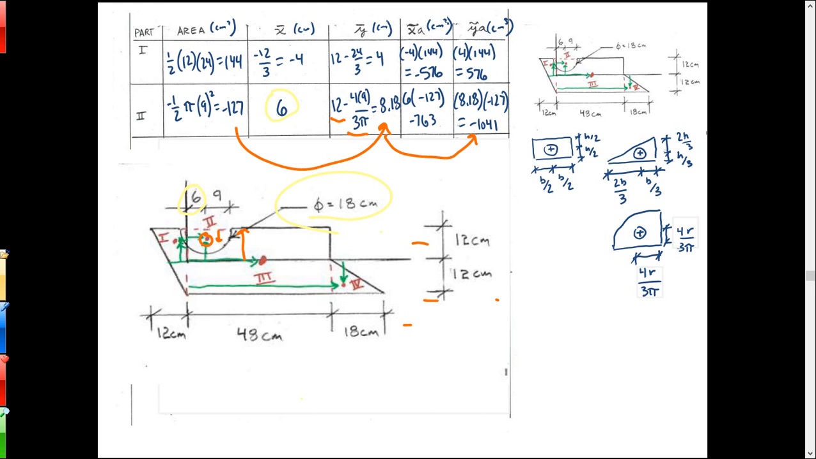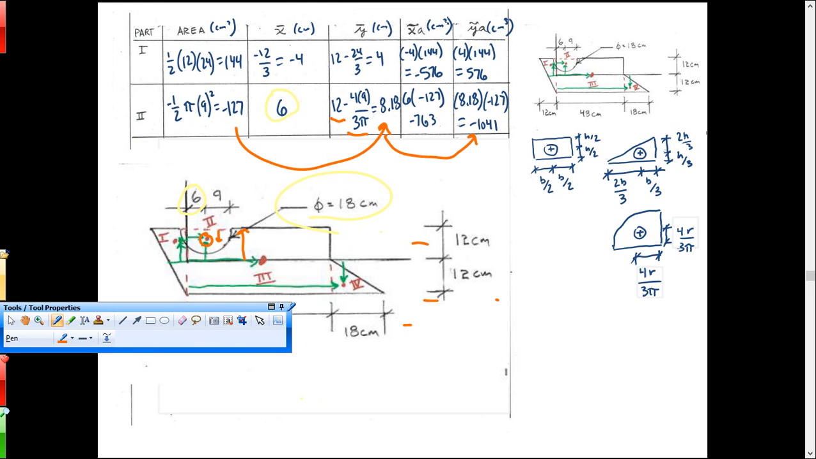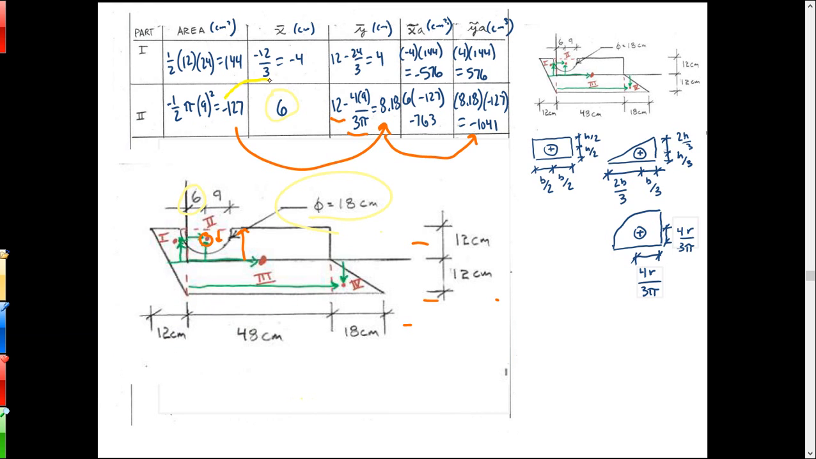So then we just take the area times the y bar to get y bar A, and we do the same thing for the x bar. Okay. So what we're doing, we're filling in those two far right columns. Those are what we want. We also want the areas because that's what we use when we end up calculating the centroid.